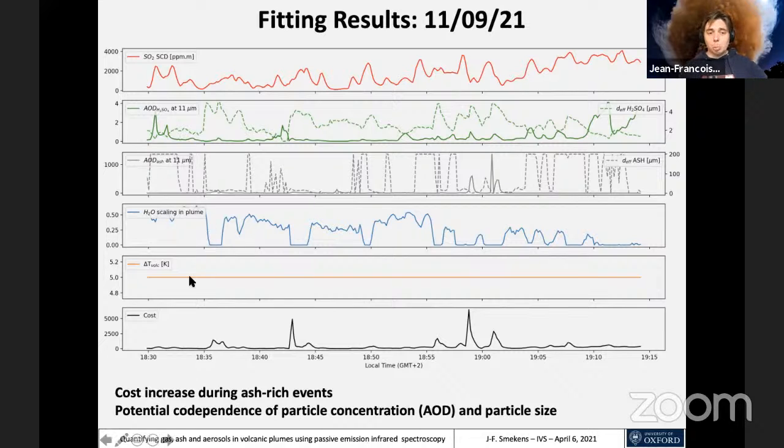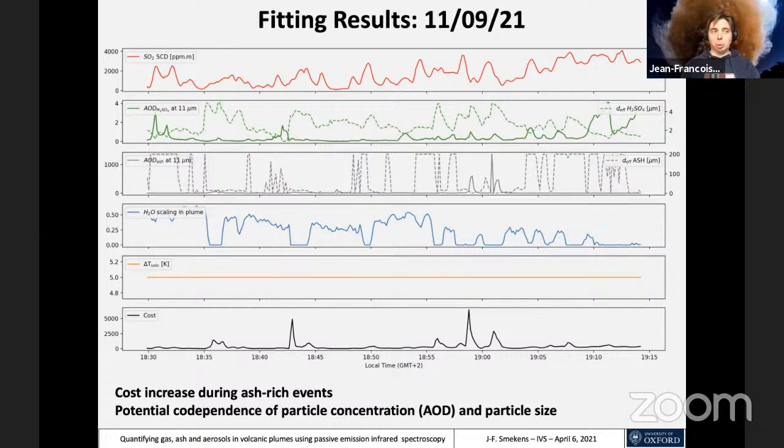But there's also a potential codependence of particle concentration and particle size when it comes to the ash, where you have this seesaw pattern. And we think that's probably because the ash spectral shape that we consider does not change significantly with size, which means that increasing the size or increasing the burden of ash in our retrieval has essentially the same effect. And so this creates these things where the model kind of tries to increase one or the other and gets the same result. And so we're working on that.